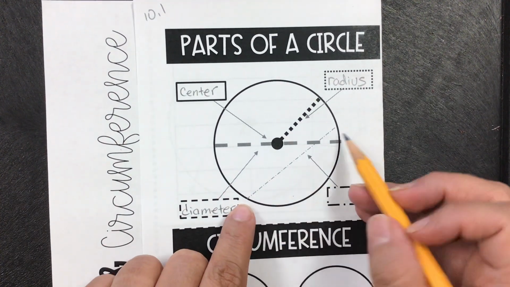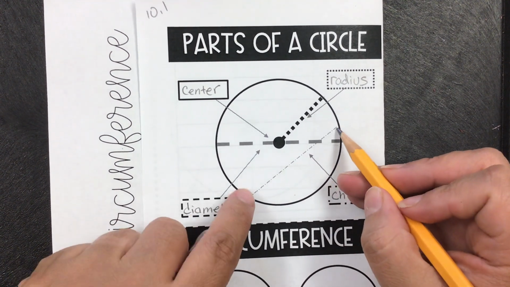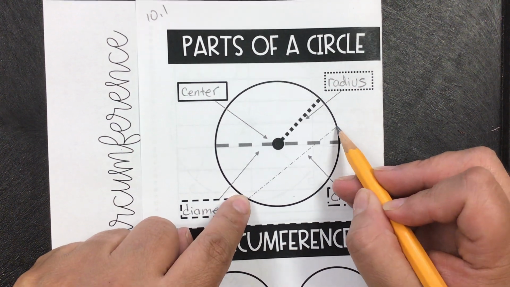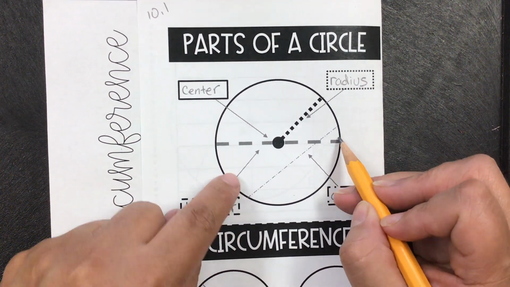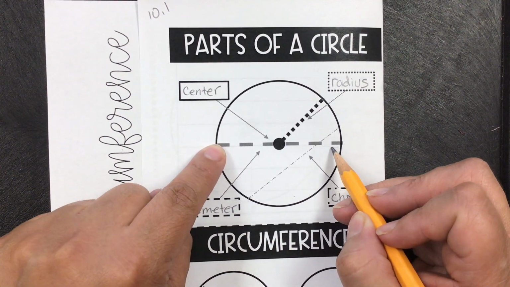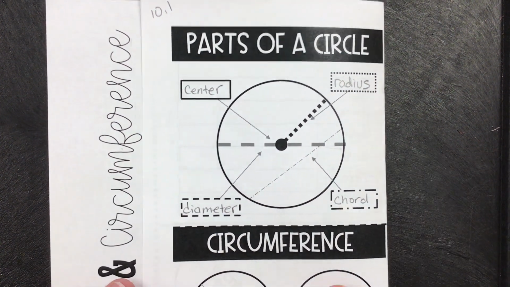And this is called a chord. And for a chord, all we need is it to end at the circle. The beginning and the end are at the circle. So that means that a diameter is also a chord, but it's a special chord, and that's why we call it diameter. If it goes through the center, then it's a diameter. Let's take a look inside.